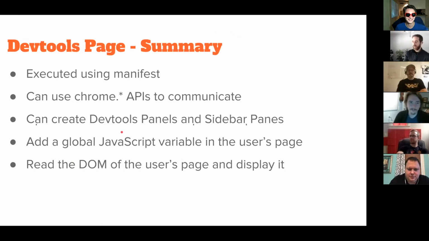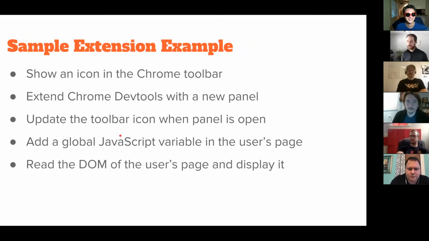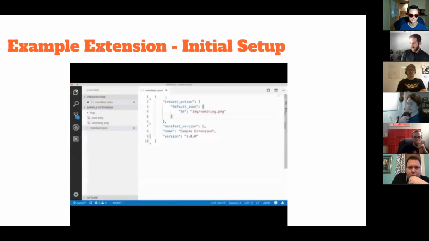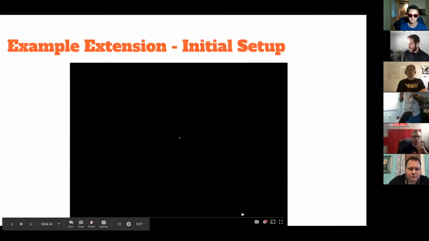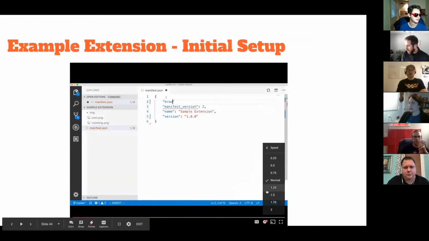Cool, there's a summary. All right, so let's go through a quick example. So we're gonna build a sample extension. Really, it's very simple. It does these 5 things. It's gonna show an icon in the Chrome toolbar. It's going to extend Chrome's DevTools with a new panel. Then it's going to update the icon that we created in step 1 whenever the panel is open. It's going to add a JavaScript variable to the user's page and use that to read the DOM and display it in your panel. This is basically like reproducing your own elements panel. Cool, let's get going. I'm going to make these run real fast.